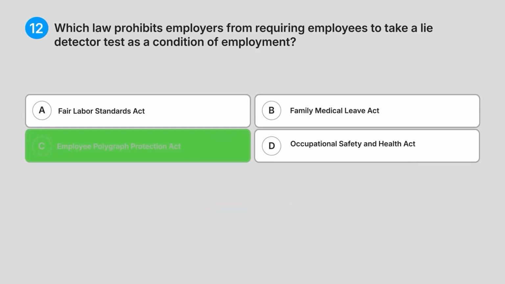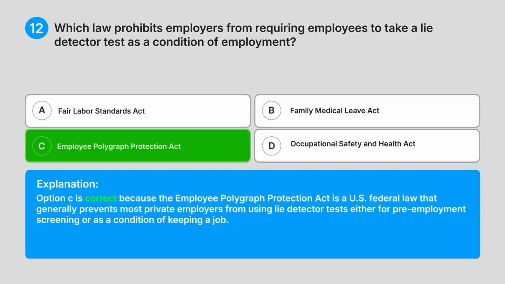Correct answer, C. Employee Polygraph Protection Act. Explanation. Option C is correct because the Employee Polygraph Protection Act is a US federal law that generally prevents most private employers from using lie detector tests, either for pre-employment screening or as a condition of keeping a job.